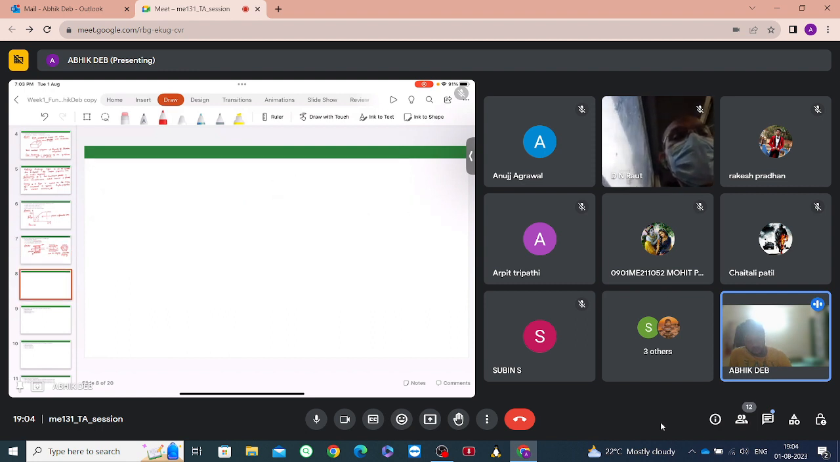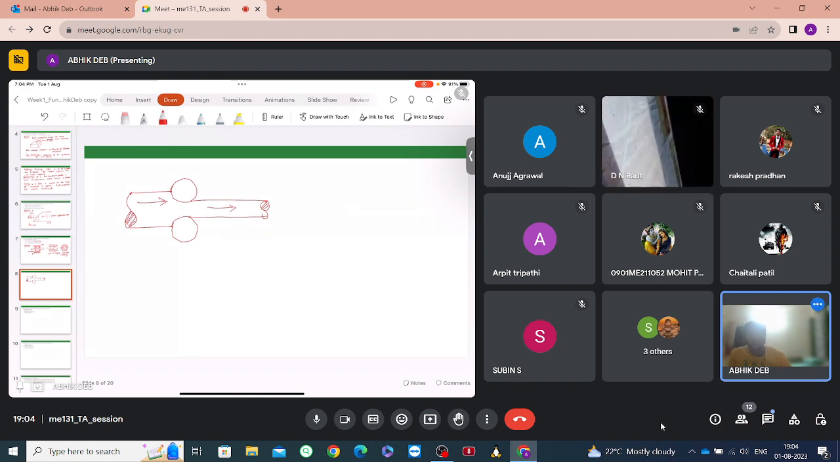And what is a rolling operation? In rolling operation there are two rolls. The stock material moves in this direction and comes out from this direction. If we keep the width constant, then the length will be increased as the thickness reduces. So what will be the direction of rotation of these two rolls? Clockwise, anti-clockwise? What will be the direction of this top roll?